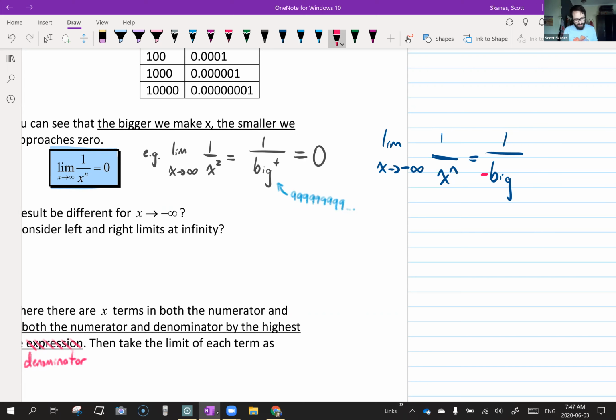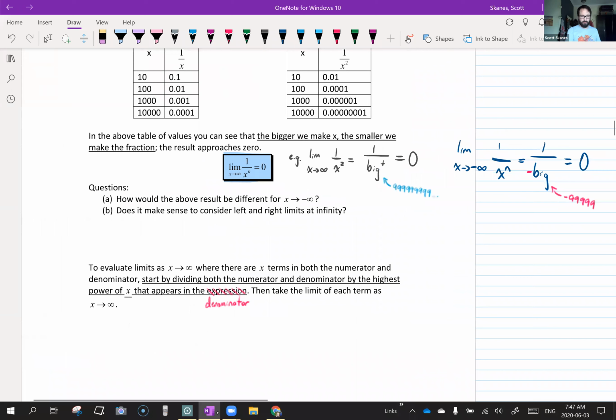So like negative 99999999999, right? You can put as many nines as you want. I mean, literally, put it in your calculator. 1 divided by negative 99999. It's essentially 0. So we can say it goes to 0. There's no such thing as a negative 0, by the way. It's just going to be 0. Okay, and that's our rule. So long story short, if you have an x on the bottom and it's going to infinity, it disappears.